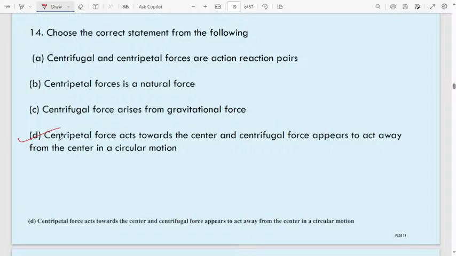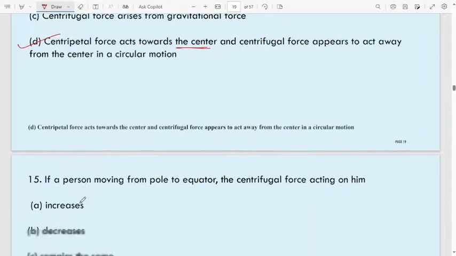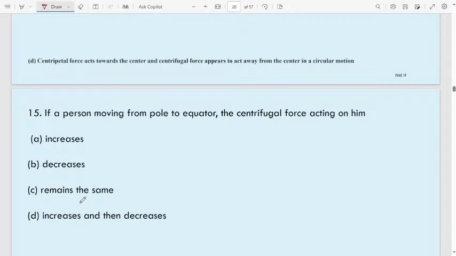Already I explained. Centripetal force, that force is acting towards the center of the circle. Centrifugal force appears to act away from the center in a circular motion or rotatory motion. Let us move to the next question now.